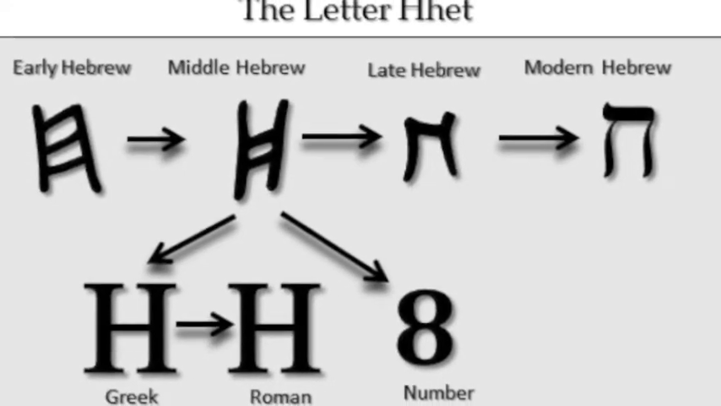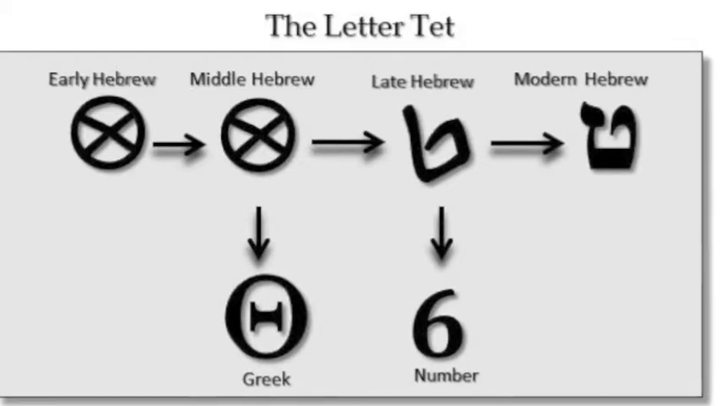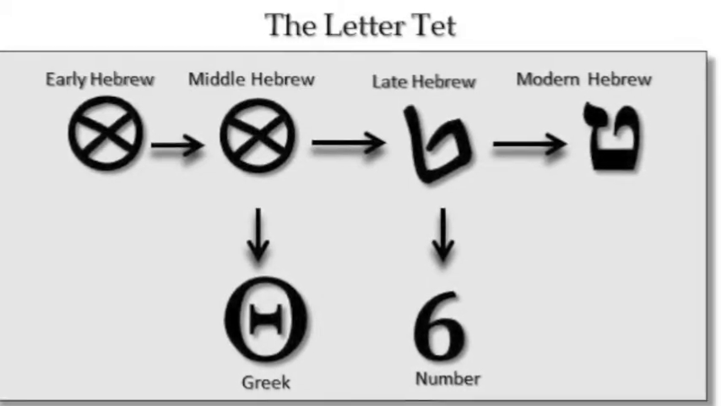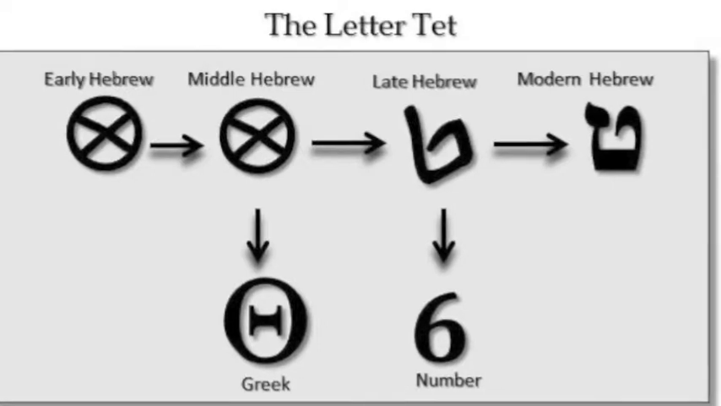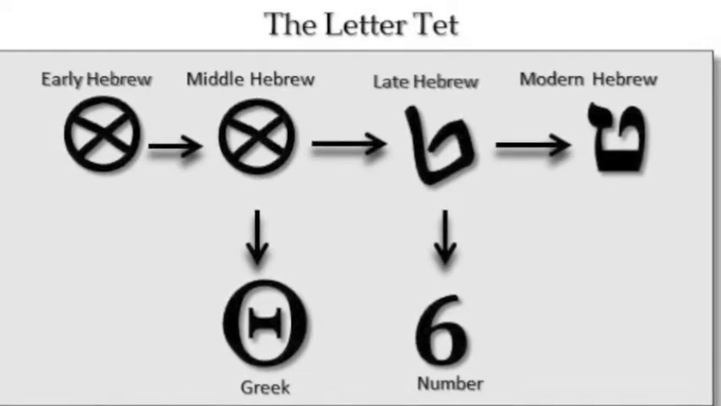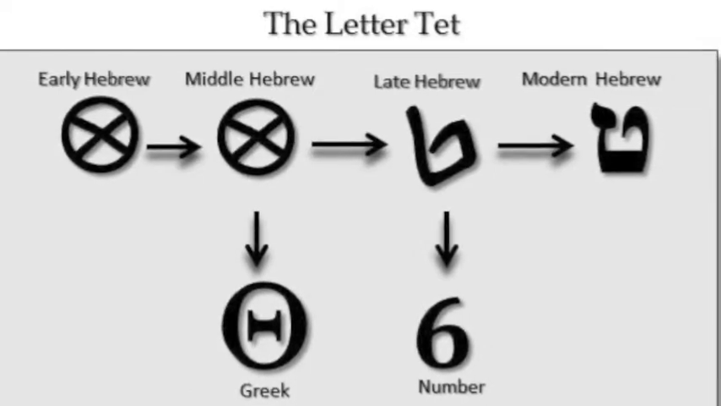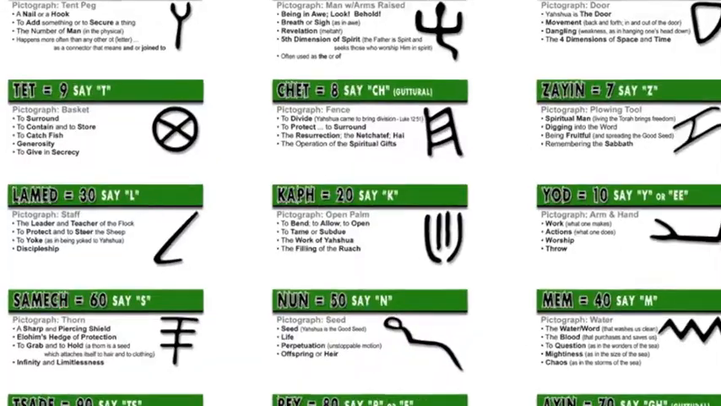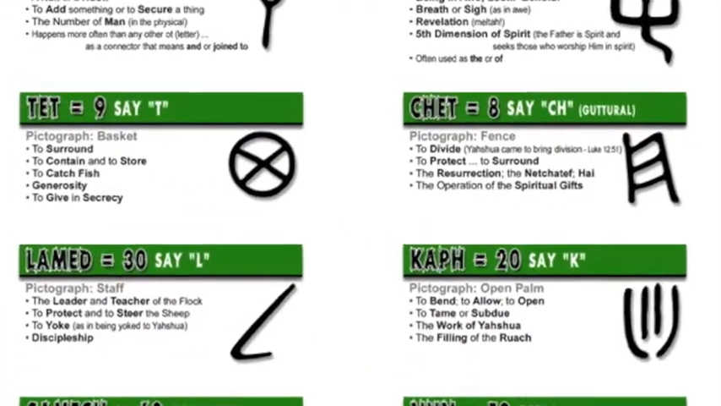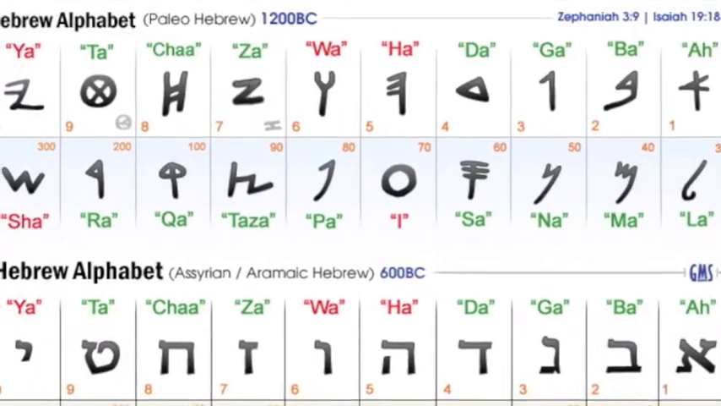So in continuation of this lesson, we're going to go into the letter Tet. The ancient pictograph is a basket, meaning surround, contain, or mud. The sound it makes is the TH sound, which is Ta.